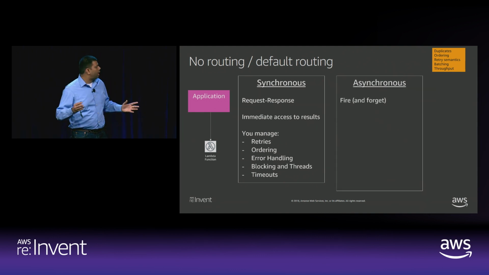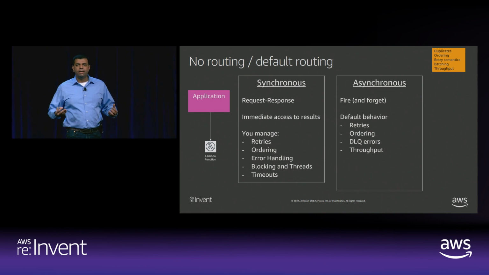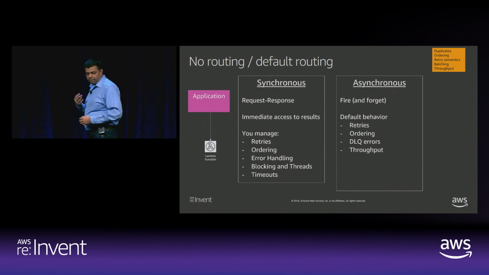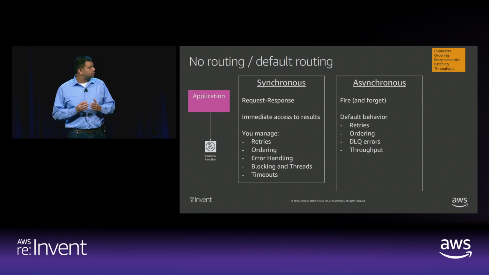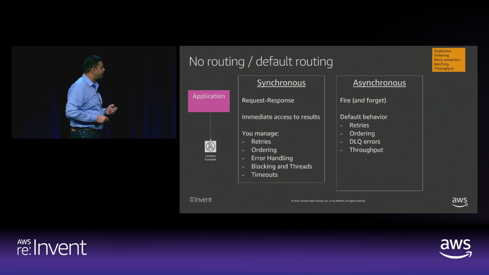The second mode, and a very popular mode in the event-driven architectures, is the asynchronous mode. And basically, this is the fire and forget mode, where you're generating the event, and now you're basically going to get the results downstream. And in this model, you get some default capabilities from Lambda. You get retries, ordering, DLQ, and a default sort of processing throughput. And we're going to go through each of these in a little bit on the next slide.